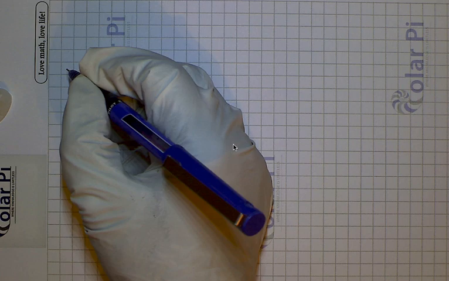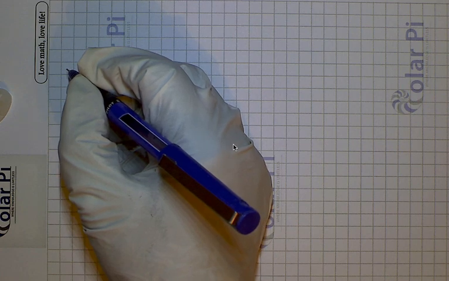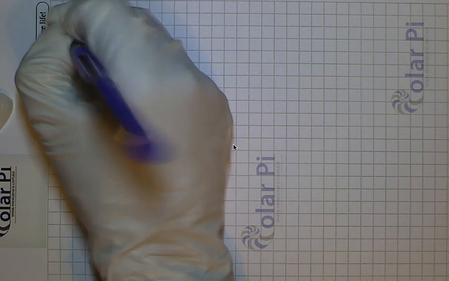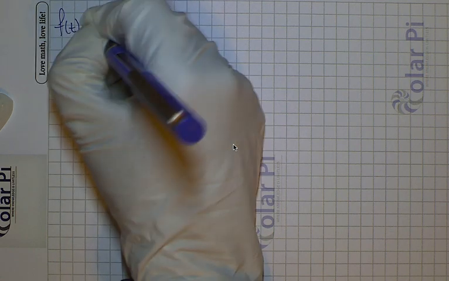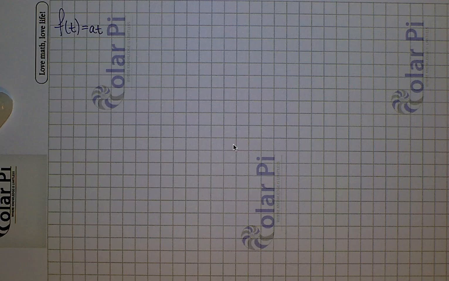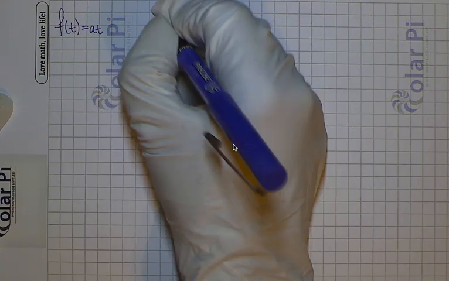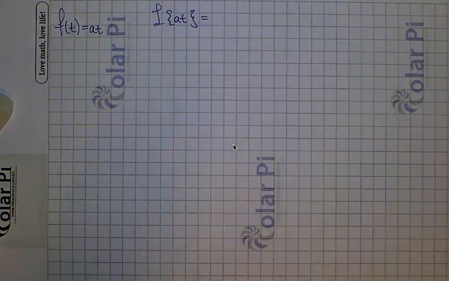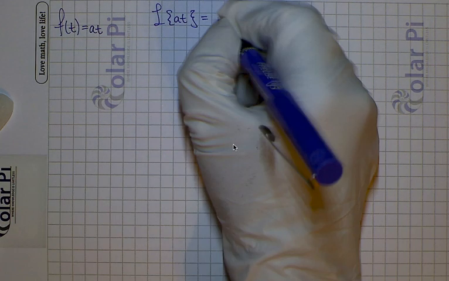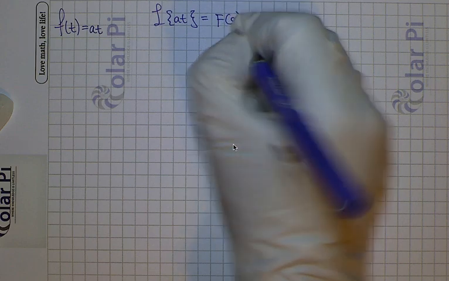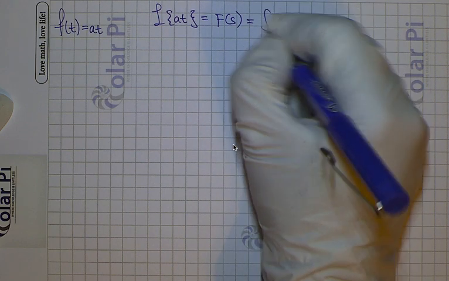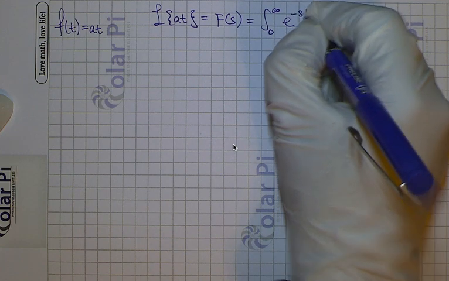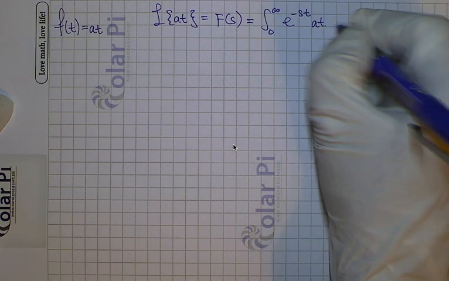Hopefully you've watched my more basic example on Laplace transforms, which is for the function f of t equals a, the constant function. But in this video, as promised, I'm going to do the Laplace transform for f of t equals a times t. Now, by definition, L of a times t is going to equal, well, its other name is capital F of s, and it's going to equal the integral from 0 to infinity of e to the negative st times at times dt, right?